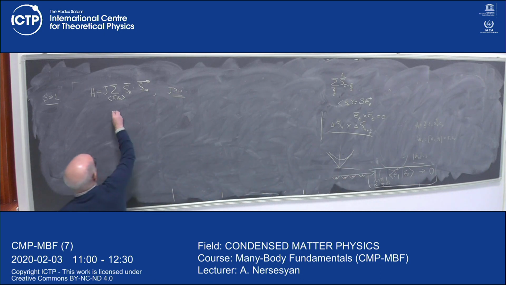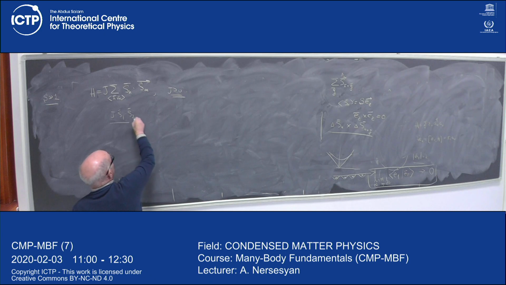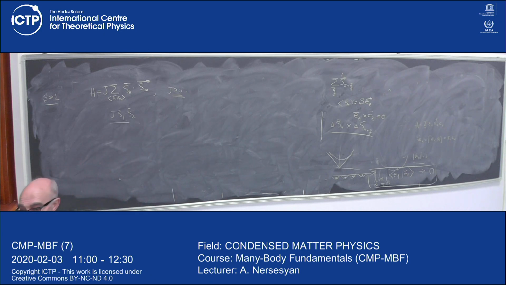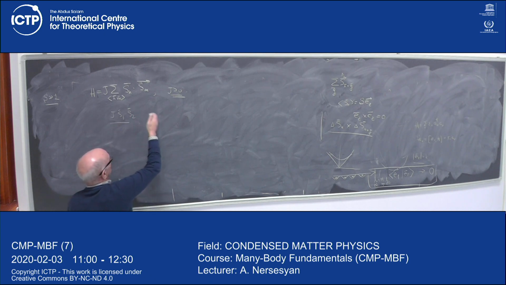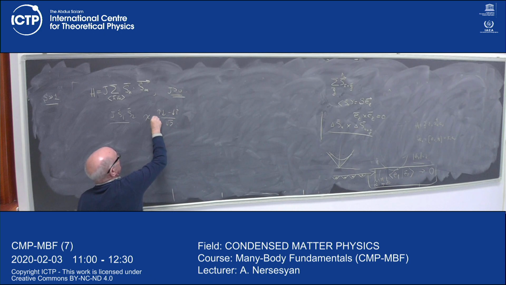So if you take two spins, S1, S2, and look at this interaction, then for J positive, you would prefer that these two spins are antiparallel. If you take the value of the spin to be 1/2, you would say the ground state should look like a singlet state, up, down, minus, down, up, over square root of 2. Singlet state. Right? Very nice.